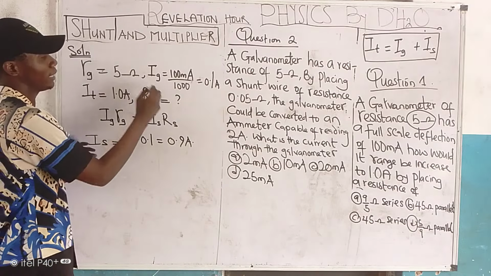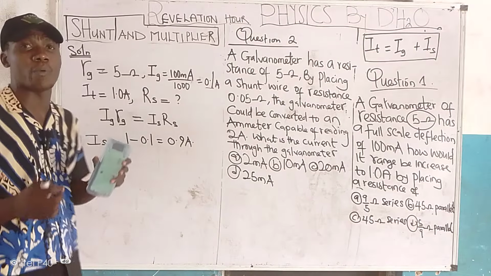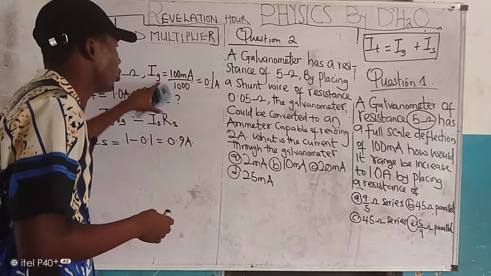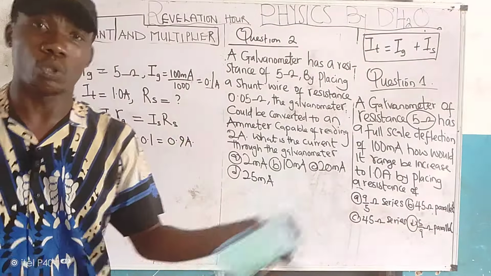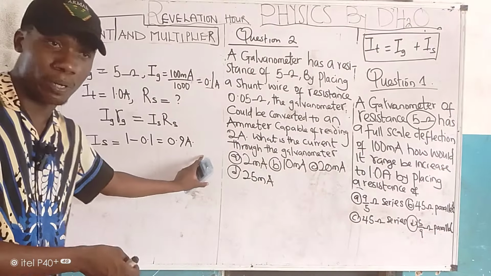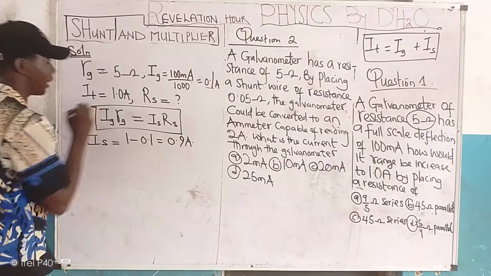You see, that is very cheap. We have the current in the galvanometer already. The total current is 1. Don't forget, we have only the galvanometer and the shunt. So the total current is 1. If the galvanometer current is 0.1, the other current will go to the shunt. So we do 1 minus 0.1 to give us 0.9 ampere. Very easy.